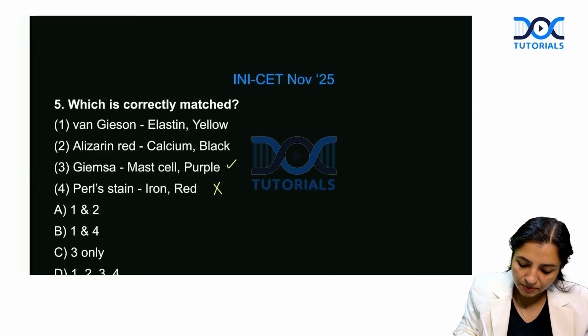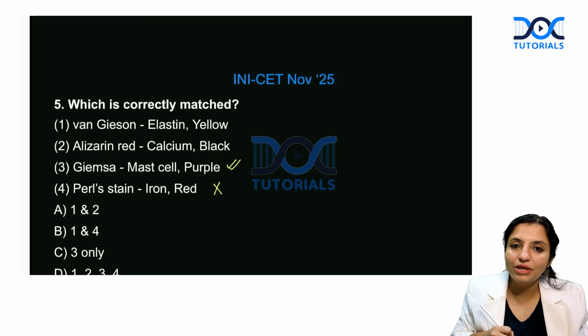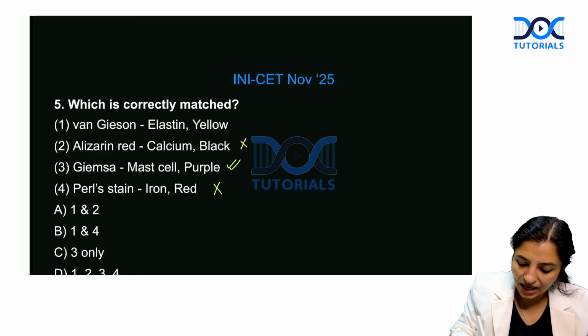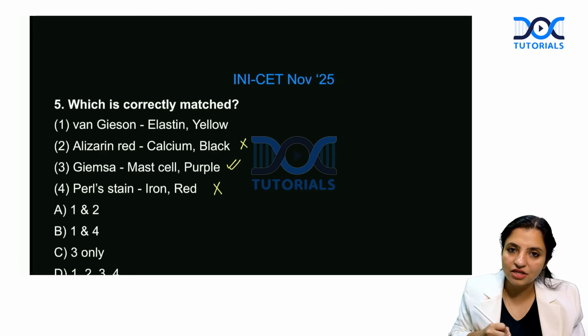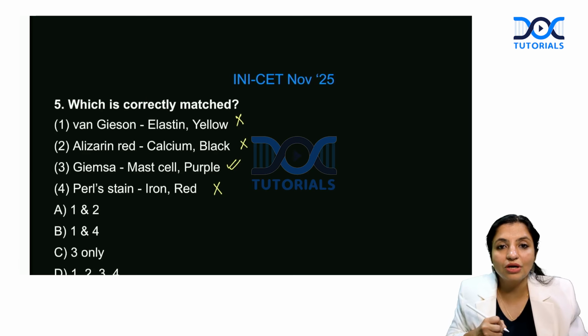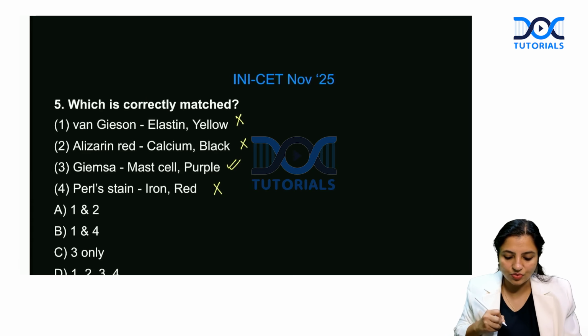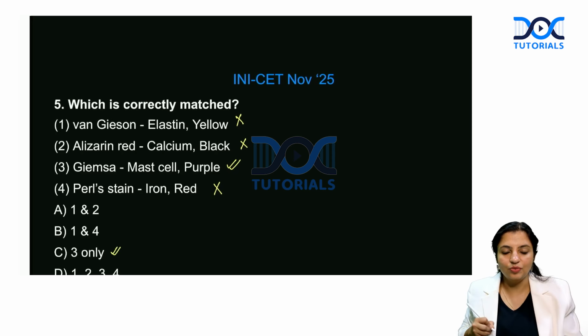Giemsa will give purple color to the mast cells. That's absolutely correct. Alizarin red will give red color to the calcium, not black. Von Kossa will give black color. Van Gieson elastic is for elastic fibers and it will give it black color, not the yellow color. Yellow color is background color. So that is what you have to remember. The answer is 3 only, which we just studied.